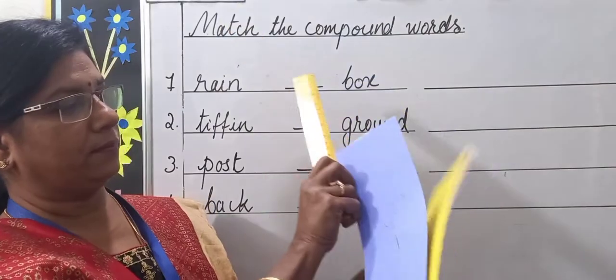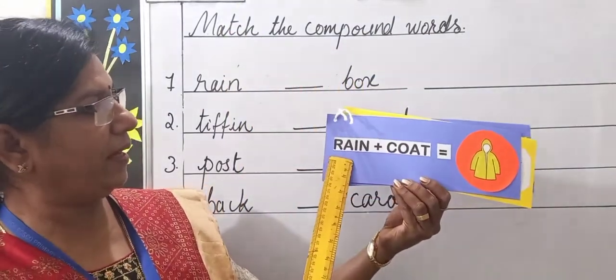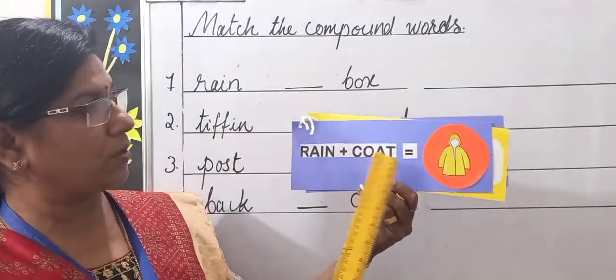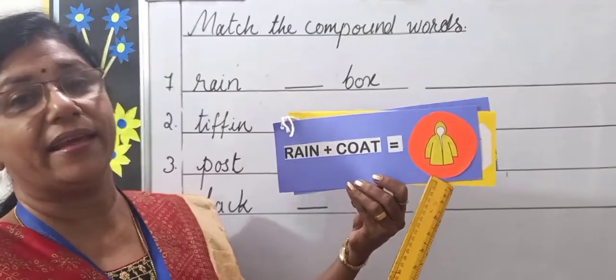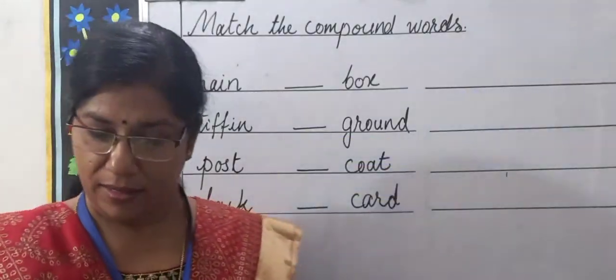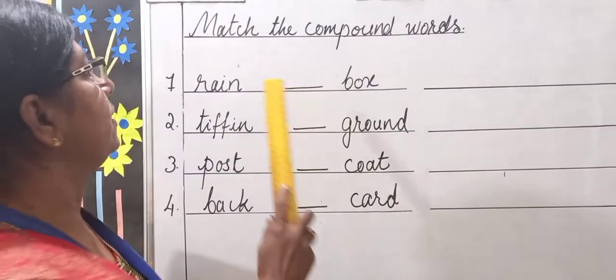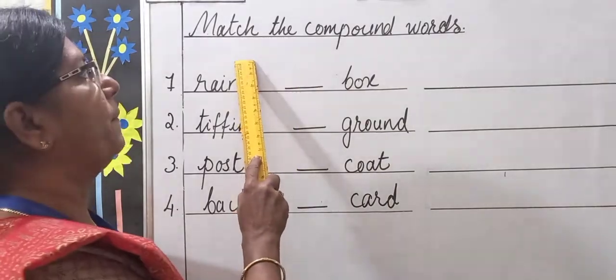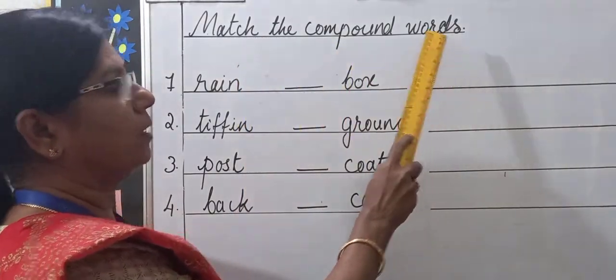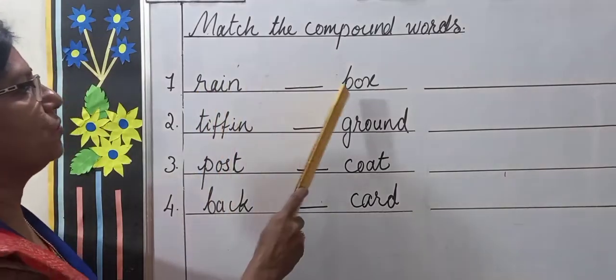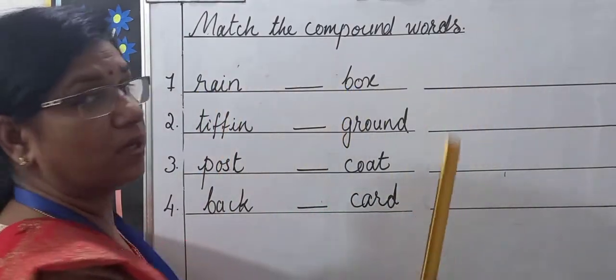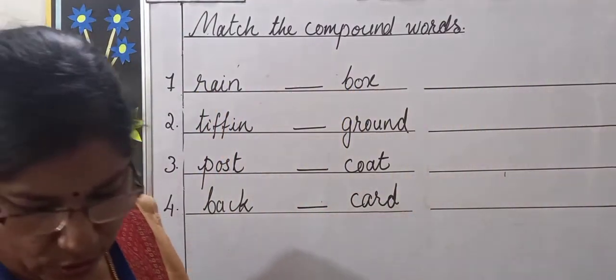Next one. What is this, children? Rain plus coat. What is this? A raincoat. This way, now for the exam, you will get this type of questions. Match the compound words. Here you have to match these words and then write down the word in its place. Let's do it.